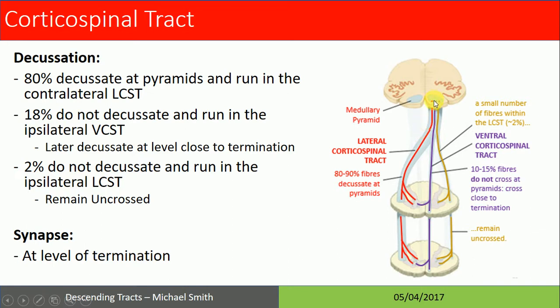So you have 80% traveling in the lateral corticospinal tract and then synapsing and leaving. You have 18% staying ipsilateral and traveling in the ventral corticospinal tract and then decussating at the level at which they terminate and then synapsing at this level as well, and then the lower motor neurons leaving, and then 2% will remain uncrossed and travel in the ipsilateral lateral corticospinal tract and remain uncrossed.